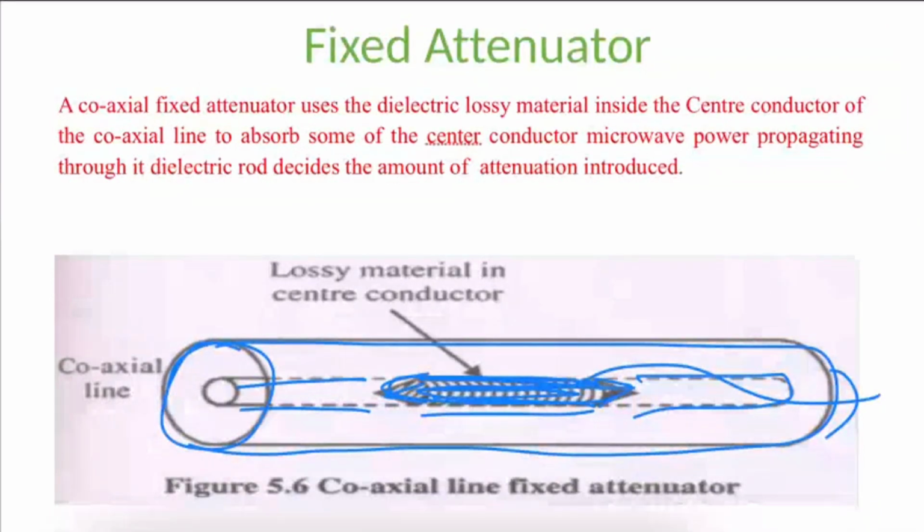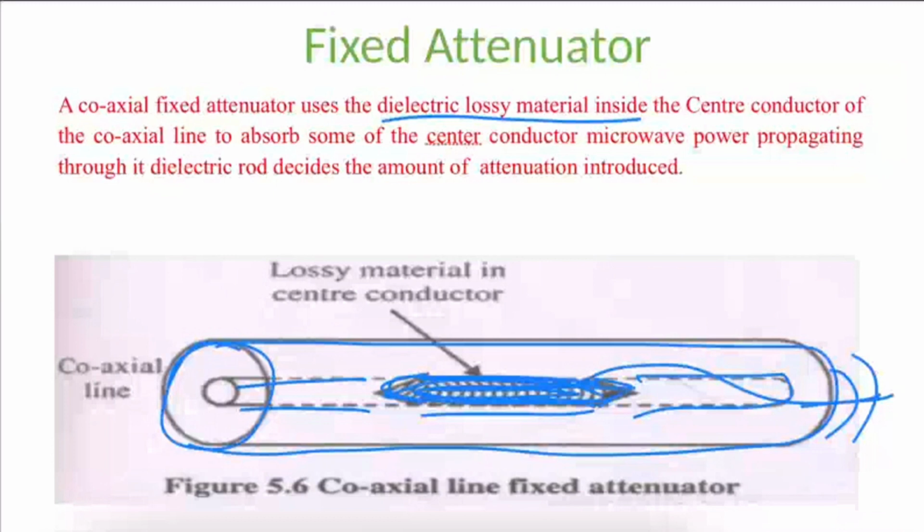So here is a diagram of a coaxial fixed line attenuator which uses a dielectric lossy material inside the center conductor of the coaxial line, and this lossy material will absorb the power which is transmitting in the center conductor. The power which is not absorbed by this material, the remaining power is delivered to the output port. So this is the fixed attenuator.